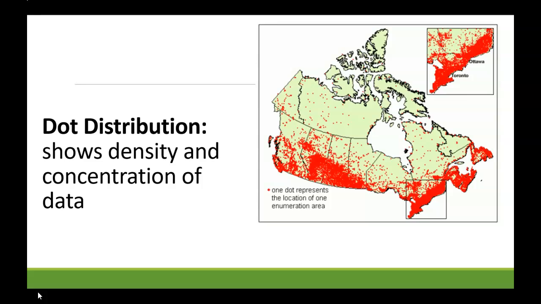This is a map of Canada. As you'll notice, the darker concentration of dots in the southern region of Canada shows that that is where people reside. The reason people reside here is the further north you go, it is much colder, and it isn't necessarily the most livable place to be.